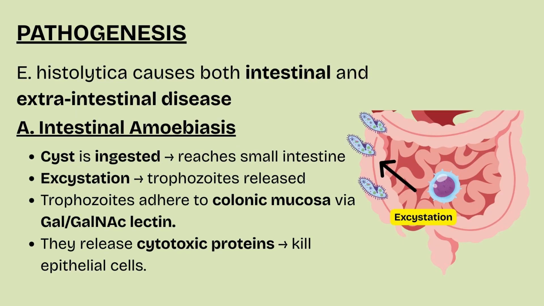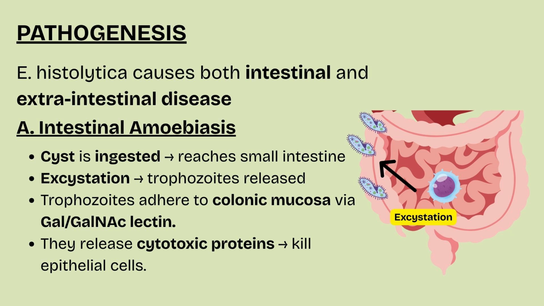Entamoeba histolytica causes both intestinal and extra-intestinal disease. The disease process begins when a person ingests a matured cyst. After reaching the small intestine, the cyst undergoes excystation, where the cyst wall breaks and releases multiple trophozoites. These trophozoites travel to the large intestine, attach to the colon wall using a special protein called Gal/GalNAc lectin and begin destroying the tissue.